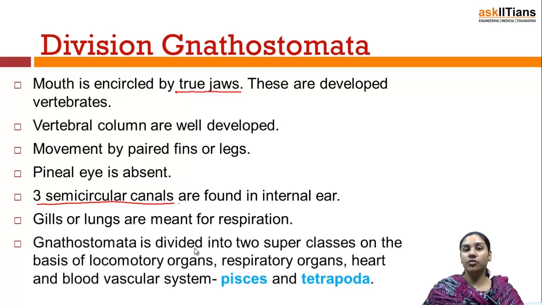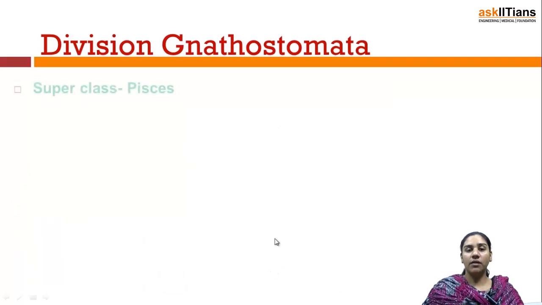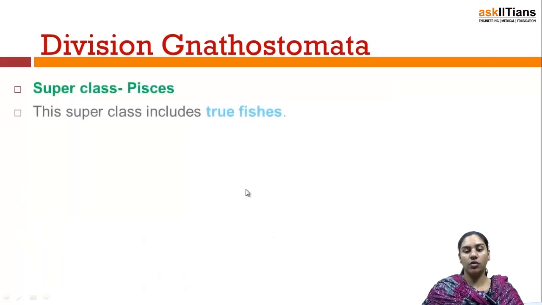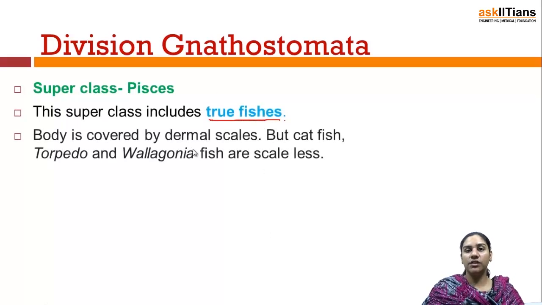Gnathostomata is divided into 2 superclasses based on locomotory organs, respiratory organs, heart and blood vascular system, and these 2 superclasses are Pisces and Tetrapoda. About the superclass Pisces, these include all the true fishes. The body of these fishes is covered by dermal scales, but in catfish, torpedo and Velagonia, there are no dermal scales, so these fishes are scaleless fishes.